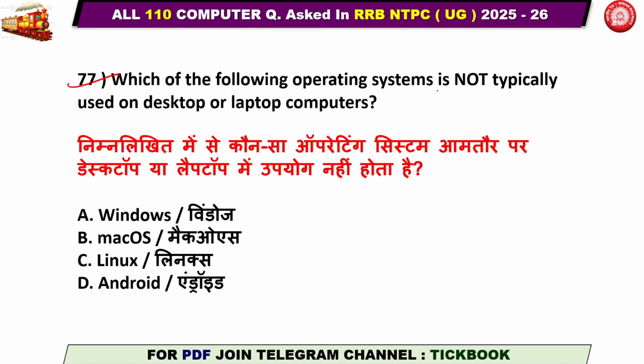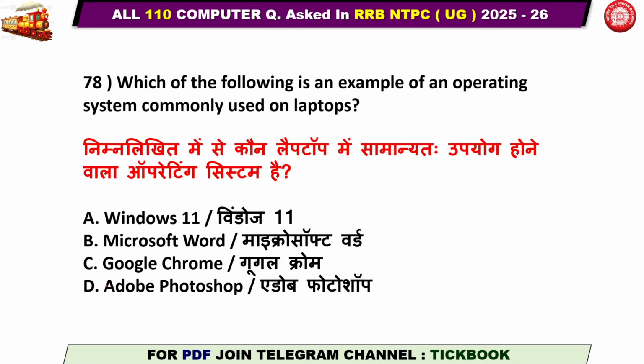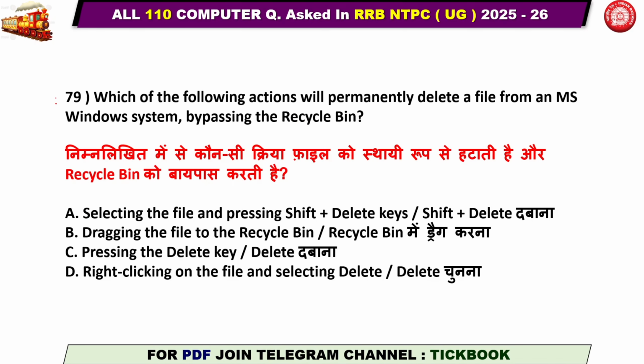77. Which of the following operating systems is not typically used on desktop or laptop computers? Option number D, Android. 78. Which of the following is an example of an operating system commonly used on laptops? Option number A, Windows 11. 79. Which of the following actions will permanently delete a file from a Windows system bypassing the recycle bin? We already know that. Selecting the file and pressing Shift plus Delete keys.